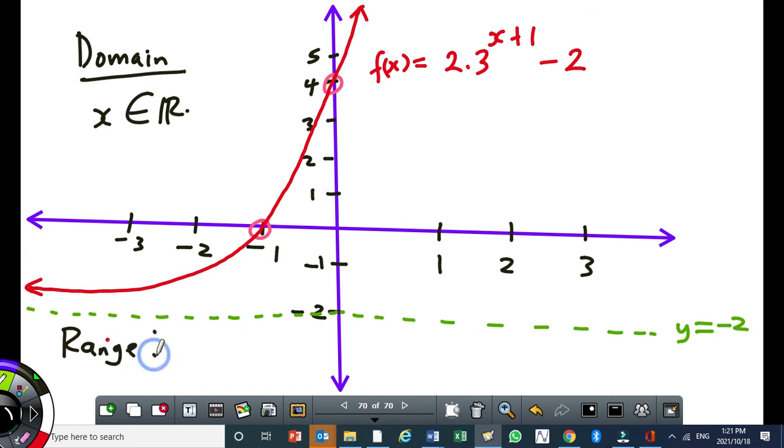The range. Now, the range would be y greater than negative 2. Okay? Again, you don't have to stress because you can see that the curve is above the asymptote. Therefore, the values of y must be greater than, sorry, they must be greater than minus 2. Okay?